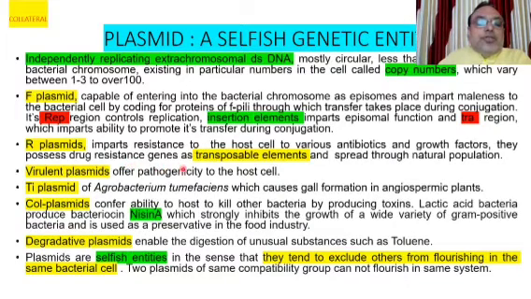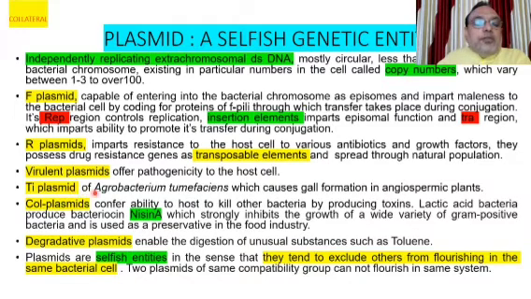Then there are R plasmids, which impart resistance to the host against antibiotics and growth factors. They possess drug-resistant genes and transposable elements, and spread through natural populations. Transposons are jumping genes, which we would be able to discuss in some other class. Then there are virulent plasmids; these plasmids cause pathogenicity to the host cell. The host cell will be adversely affected by those plasmids.